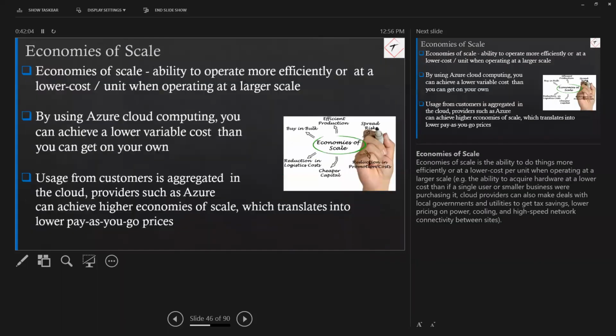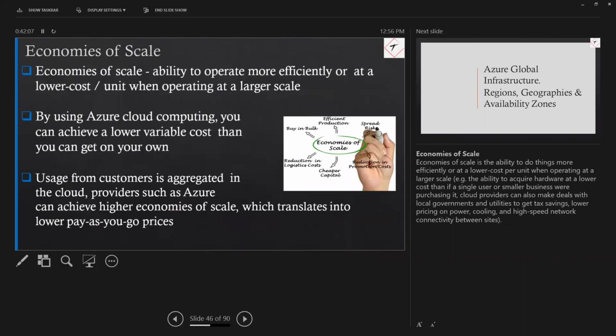Let's look at economies of scale. Economies of scale is the ability to do things more efficiently or at a lower cost per unit when operating at a larger scale. That is the ability to acquire hardware at a lower cost if a single user or smaller businesses were to purchase it. Cloud providers can also make deals with the local government and utilities and get tax savings, lower pricing on cooling, and higher speed network between sites.